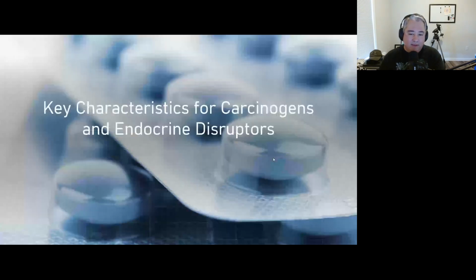And just so we're all on the same page here, carcinogens are going to be chemicals that generally cause cancer. And then endocrine disruptors are going to be chemicals that are impacting the endocrine system. Typically, we're speaking specifically about the estrogen pathways, the testosterone pathways, and the thyroid hormone pathways. So chemicals that are going to modulate those pathways in some way. Those are going to be the endocrine disruptors.